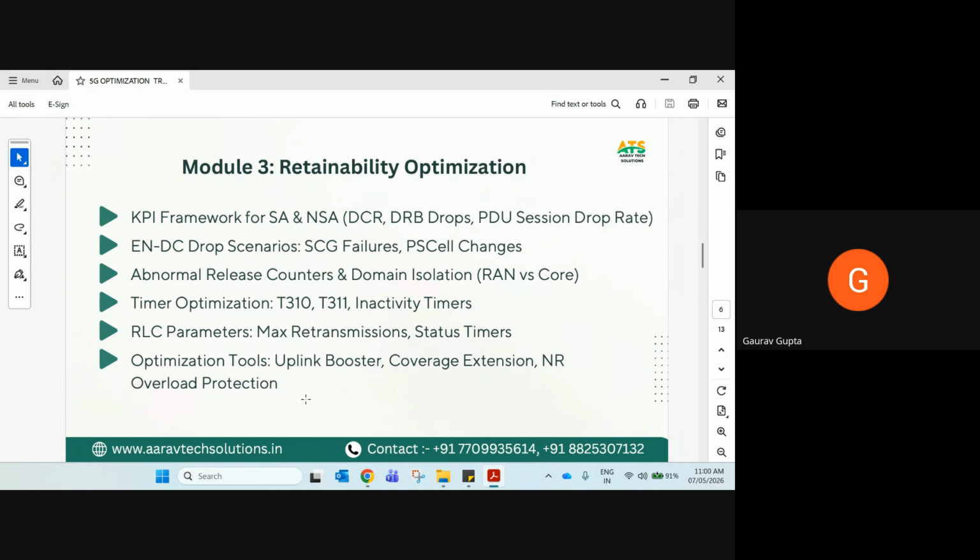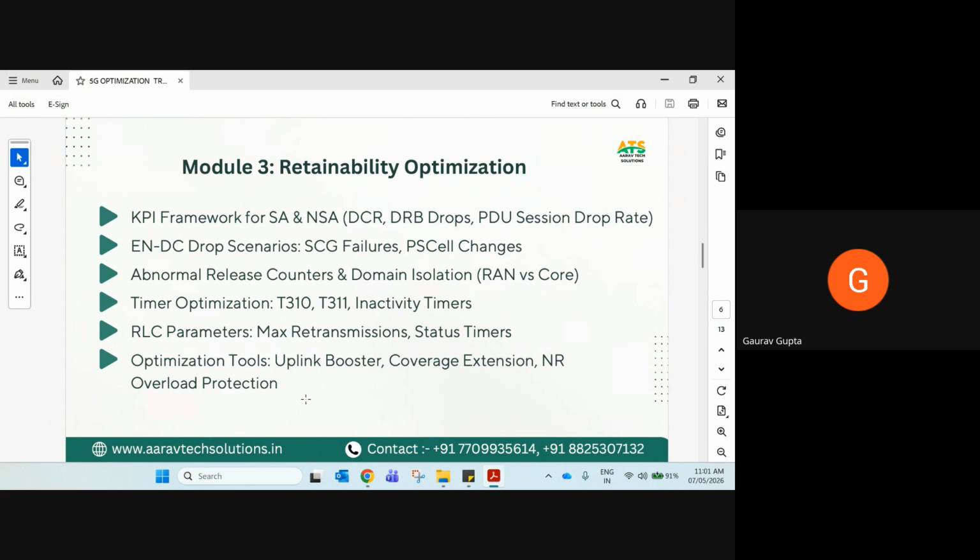And yes, followed by the case study. Case study will be there. It's our commitment that a case study will be there in each and every module, or you can say in each and every topic. In the same way, those case studies will start with the problem statement, the root cause analysis, the parameter plan, the parameters and all that, followed by the PM counters, followed by the conclusion with the KPI trend.